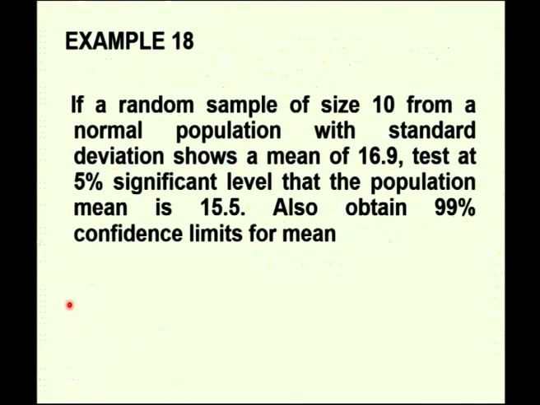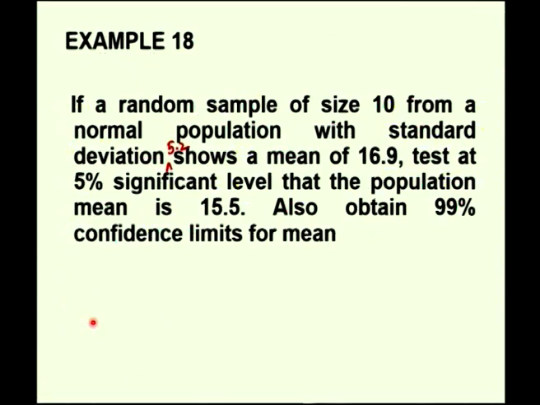Next example is, if a random sample of size 10 from a normal population standard deviation 5.2 shows a mean of 16.9, test at 5% significant level that the population mean is 15.5. Also obtain 99% confidence limits for mean. Okay. So what are the values given?